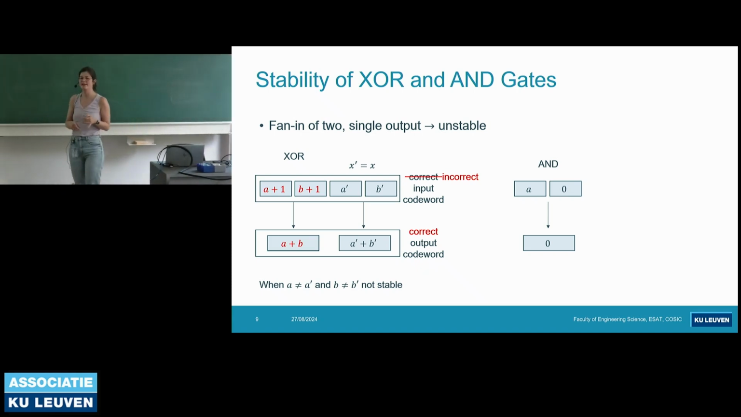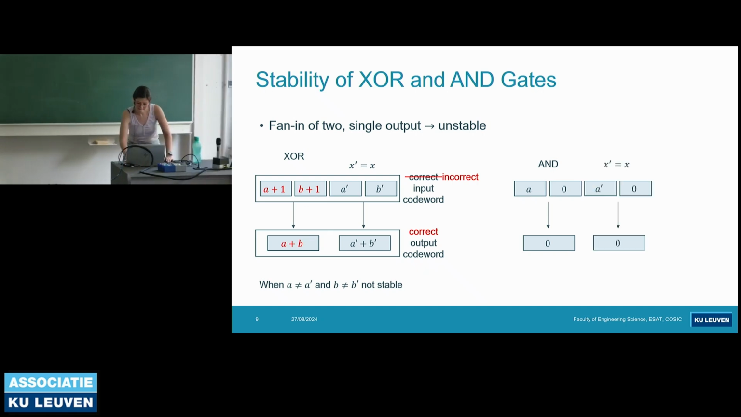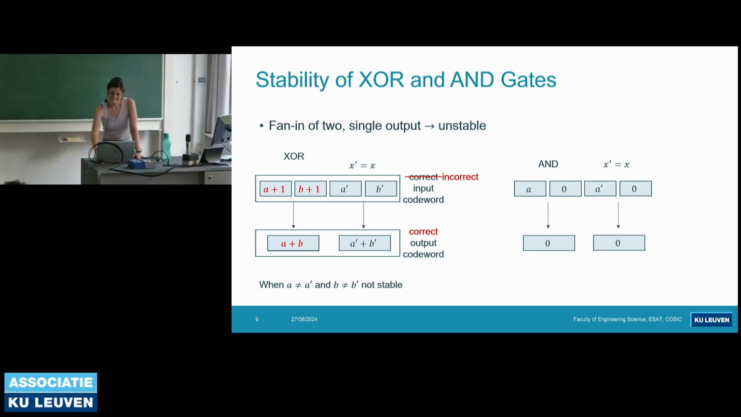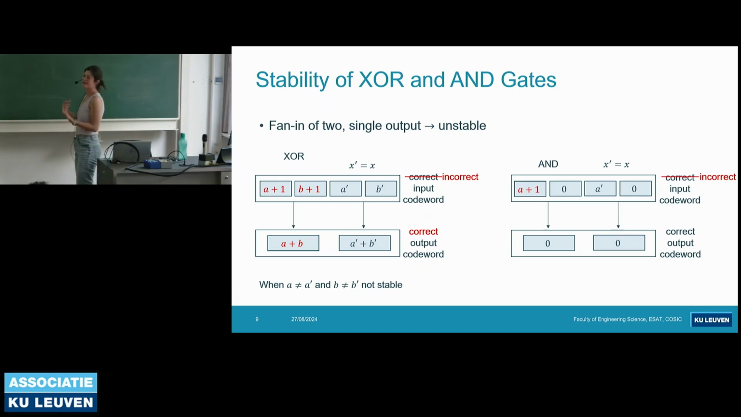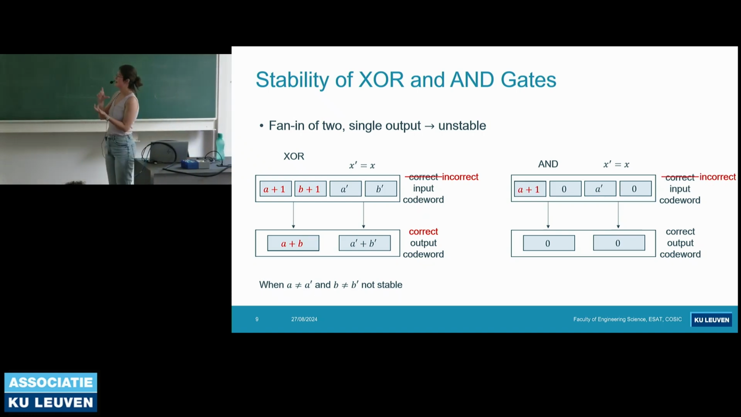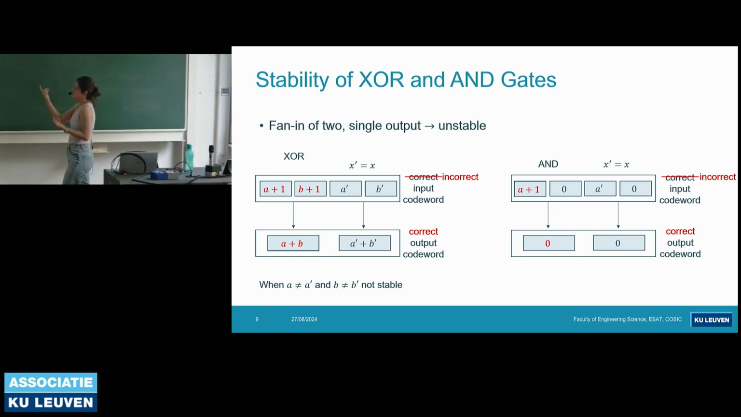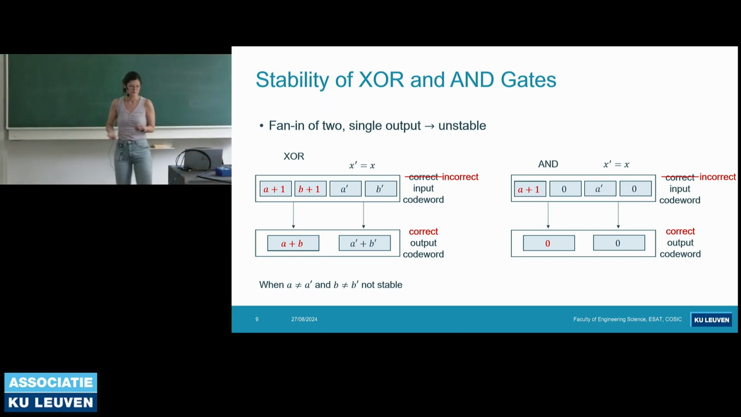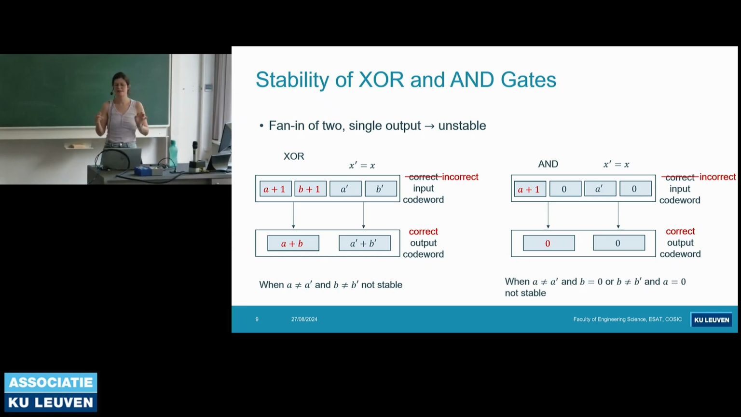Here we have an input A, and the second input is 0. Then we know that the output is already 0. We duplicate it again. The input and output code words are still correct, because there is no fault injected. Now we inject a fault to A, which makes it A plus 1. A plus 1 is not equal to A prime, so this makes it an incorrect input code word. When we look at the output, it's still 0, because one of the inputs is 0. This shows that the fault didn't propagate to the output, which makes it unstable.